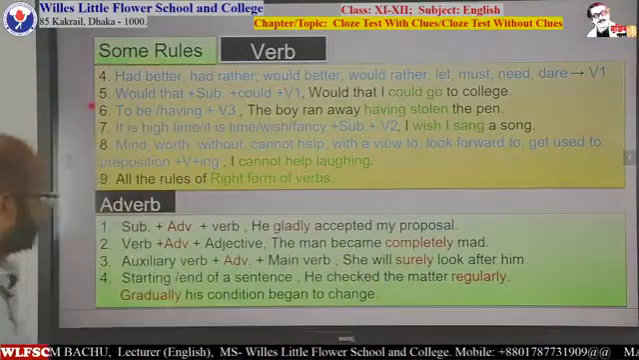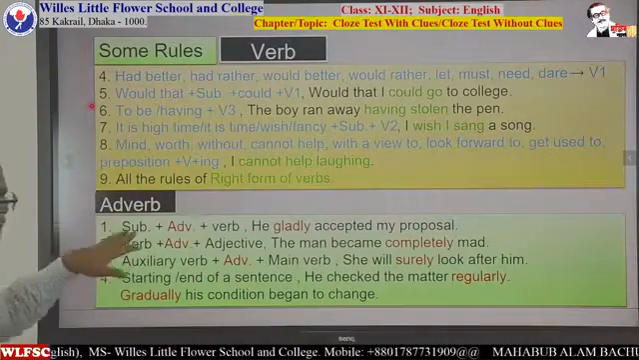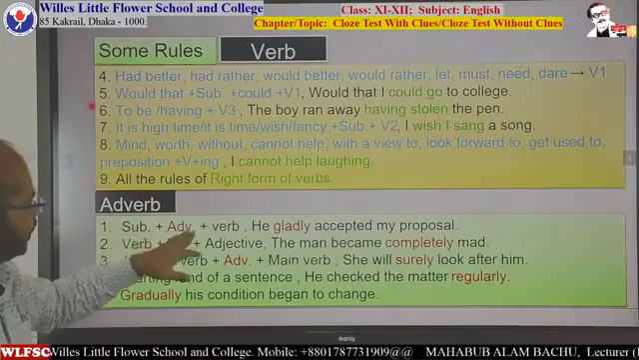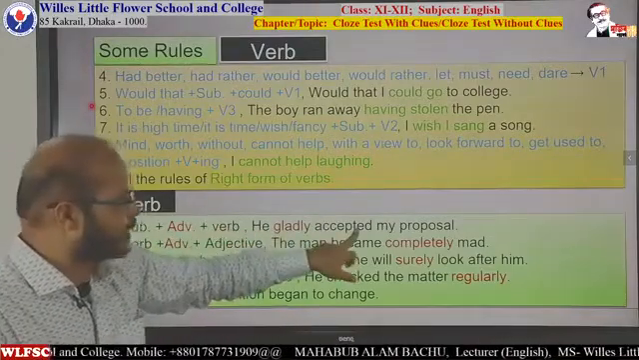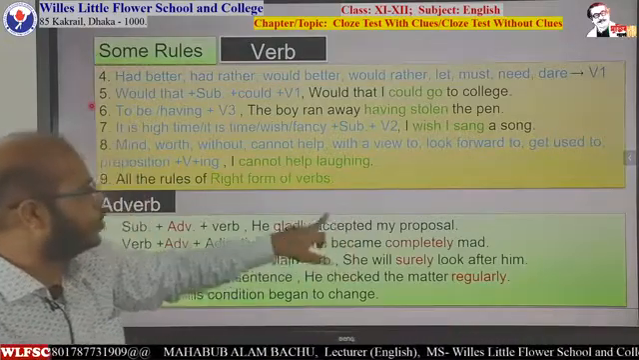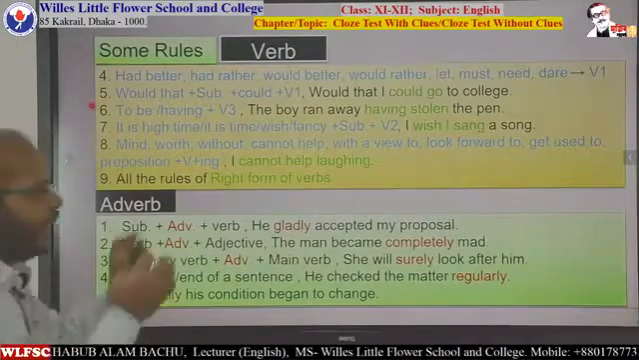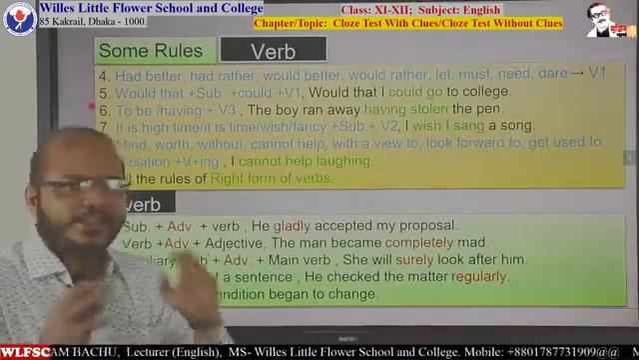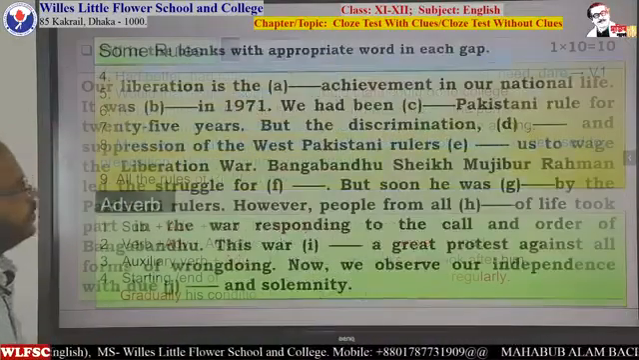Then go to the rules of adverb. You see, subject plus adverb plus verb. He gradually accepted. So accepted is a verb form, and before accepted you can put an adverb here. So you can take a screenshot of these rules. I am going to the next one.